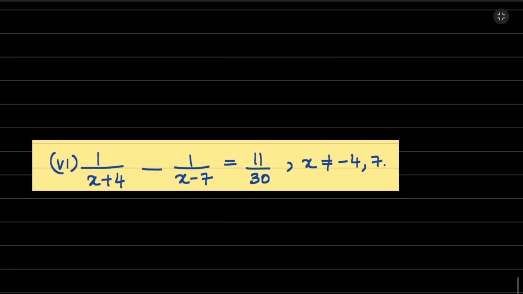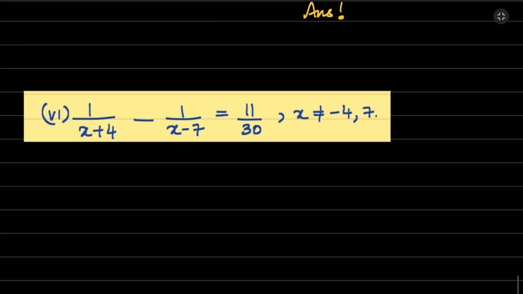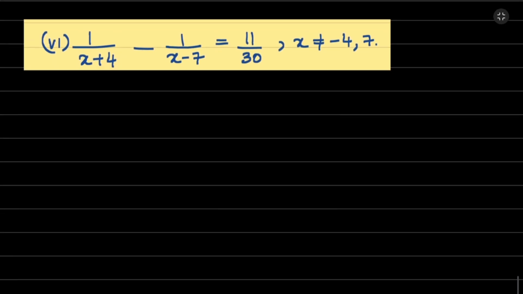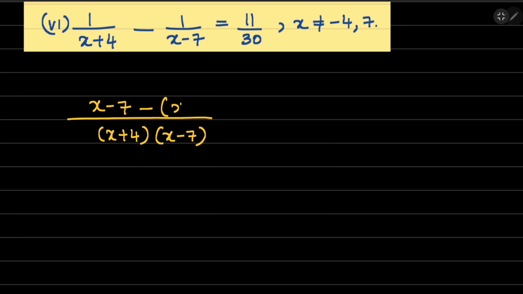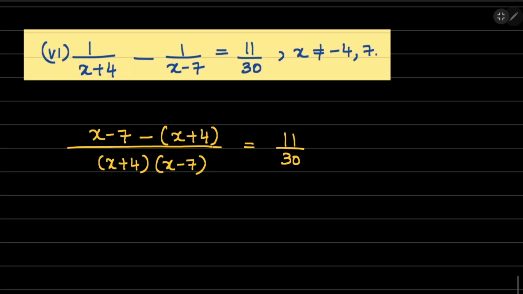Let's move on to the next question. What are you given? 1 by x plus 4 minus 1 by x minus 7 equal to 11 by 30. X should not be equal to minus 4 or 7. Again, very easy. You already have all the x terms in the LHS. So let's directly do it. Let's take the LCM of the first two terms. It is x plus 4 multiplied by x minus 7. So the first term would be x minus 7 minus of x plus 4 equal to 11 by 30.